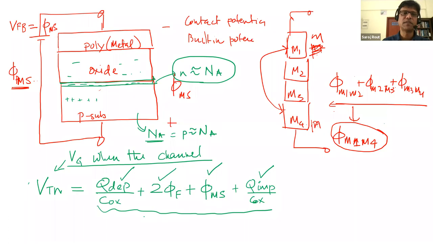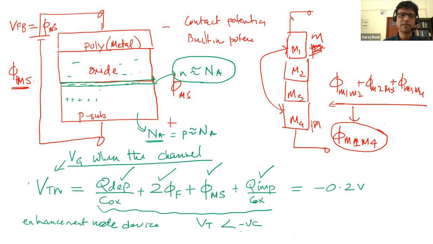Now, if I just take a P-substrate, oxide and a poly, this actually turns out, we'll do an example next time, to be a negative voltage. It'll turn out to be like minus 0.2 volts or something like that. We'll do an example. Now, this is what's called an enhancement mode device. All it means is VT is negative.